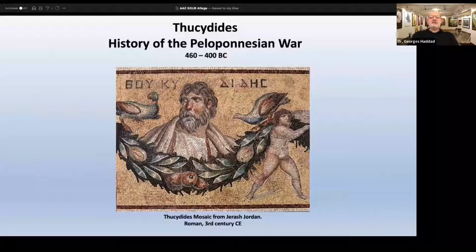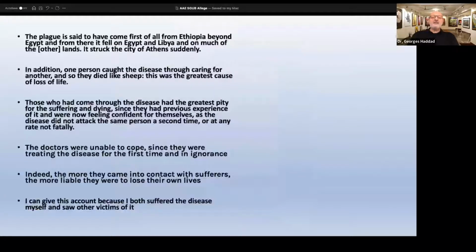A few centuries later, we have Thucydides writing about the history of the Peloponnesian War. And I read from Thucydides, the plague is said to have come first of all from Ethiopia, beyond Egypt, and from there it fell on Egypt and Libya, and on much of the other lands.